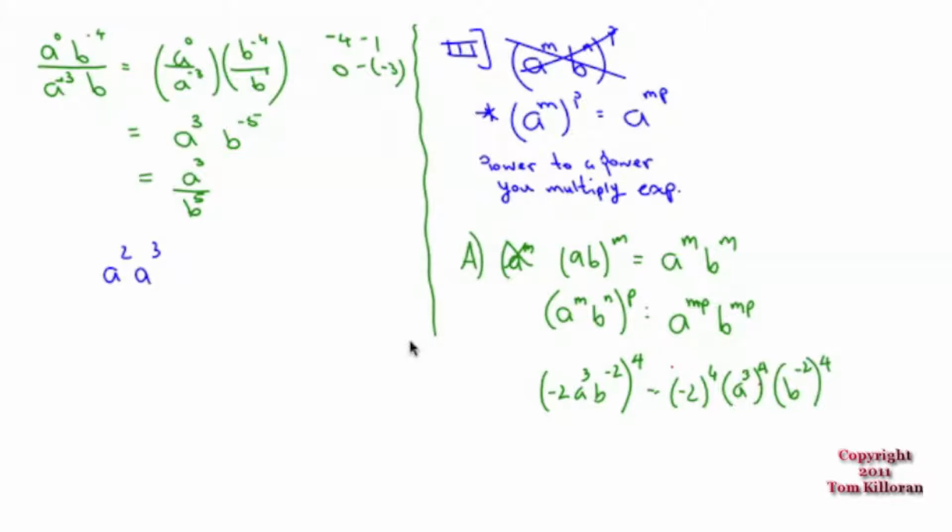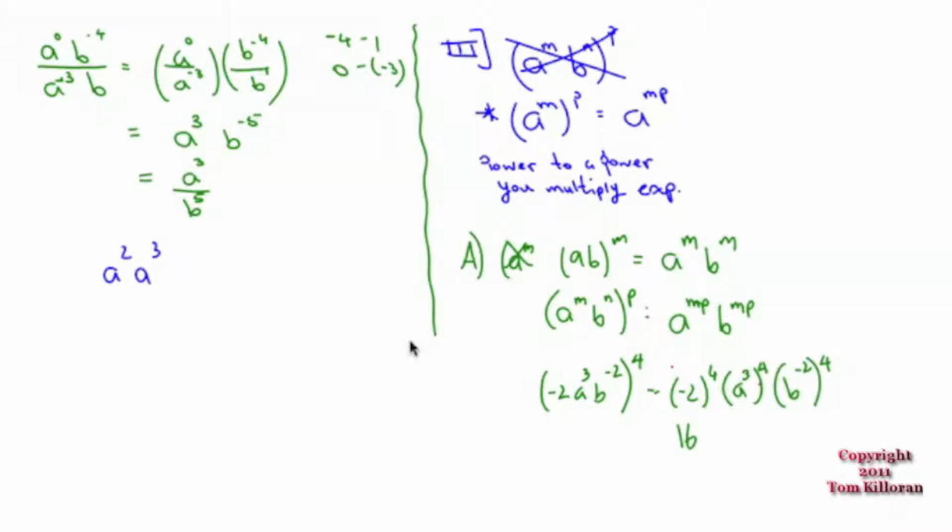What operation is on the inside? It's all multiplication, no addition, no subtraction. So if there's a plus or a minus in there, this doesn't work at all. And I'll show you an example of that. What's -2 to the 4th power? 16. Positive or negative? Positive. So this is 16.